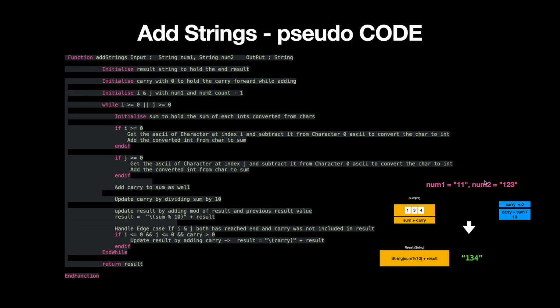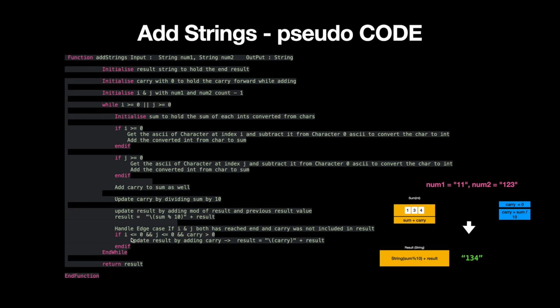Once we have these two, if there is any carry, if carry is not 0, then we will add the carry also to our sum, and then we'll update carry by dividing it by 10, right? And then we'll update our result with sum mod 10 plus result, if there is any, if it was already there from the previous loops, right?